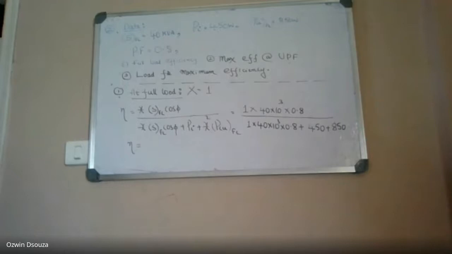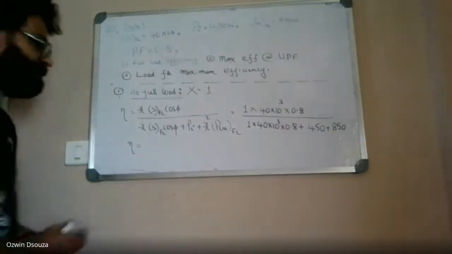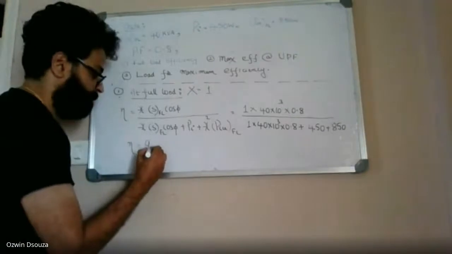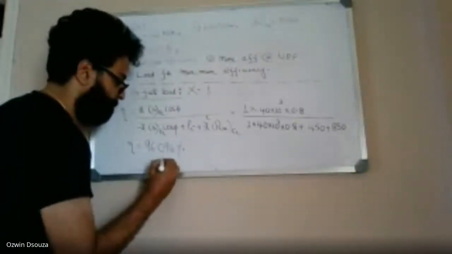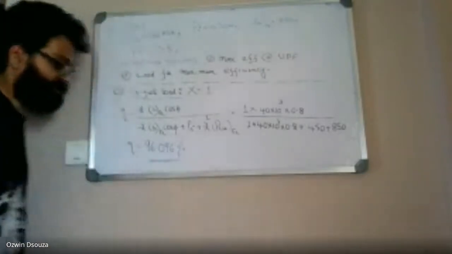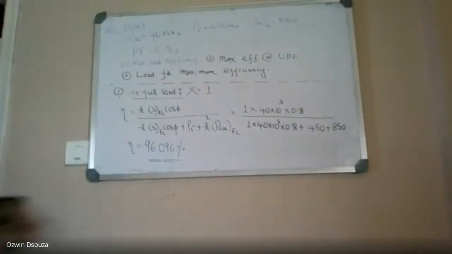So how much will you get as efficiency? 96.096 you should get. 96.096%. So that is the efficiency. Please try to calculate the efficiency.